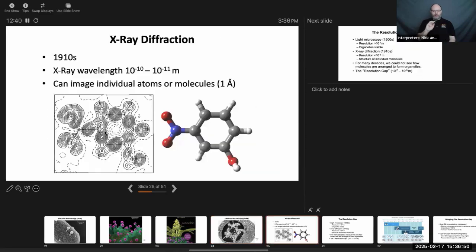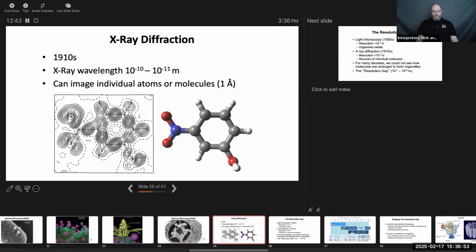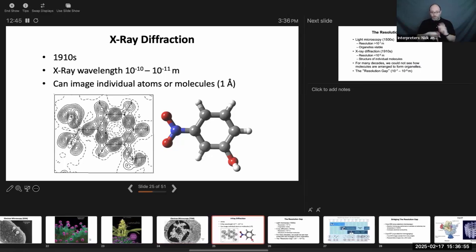Right. The final type of imaging that I want to just mention very briefly is something called X-ray diffraction. This was actually discovered, interestingly enough, before electron microscopy. So this goes back to the 19-teens. And it takes advantage of the fact that X-rays have even smaller wavelengths than electrons. X-rays have a wavelength down around 10 to the minus 10, 10 to the minus 11 meters. So very, very small. So that means they can reflect off of just about anything.